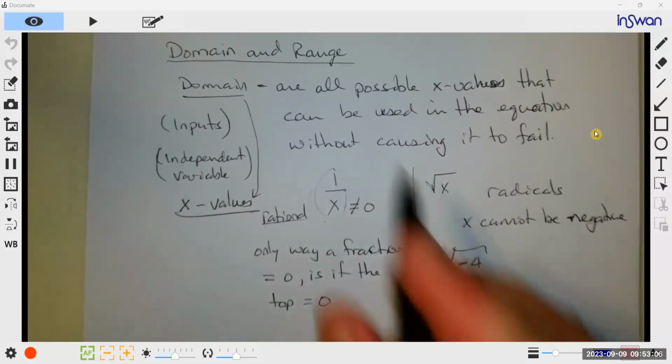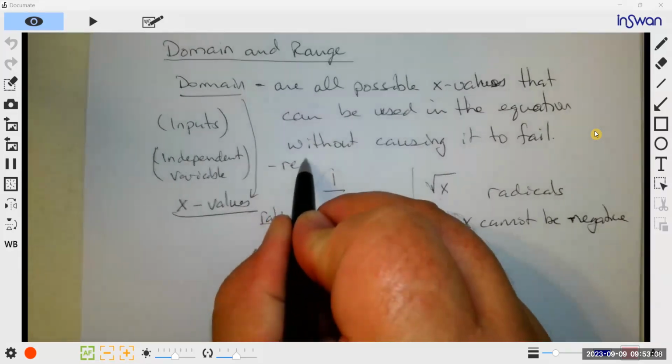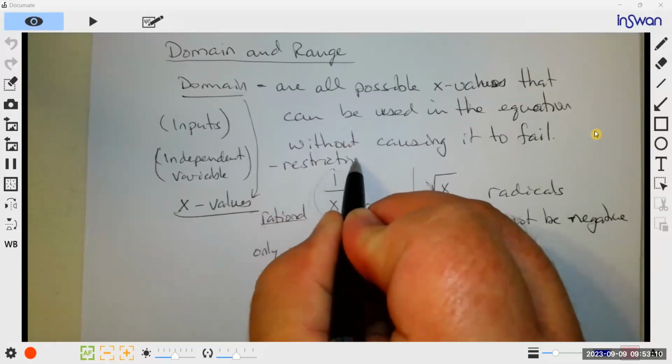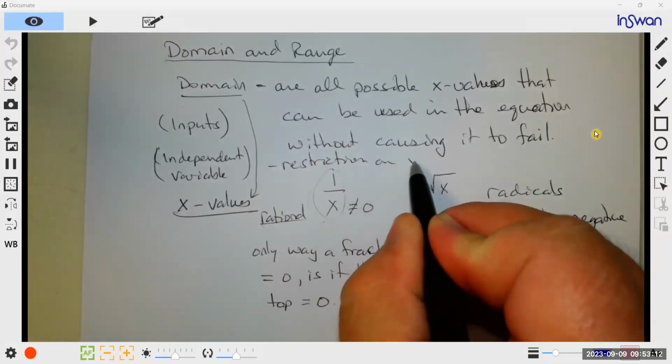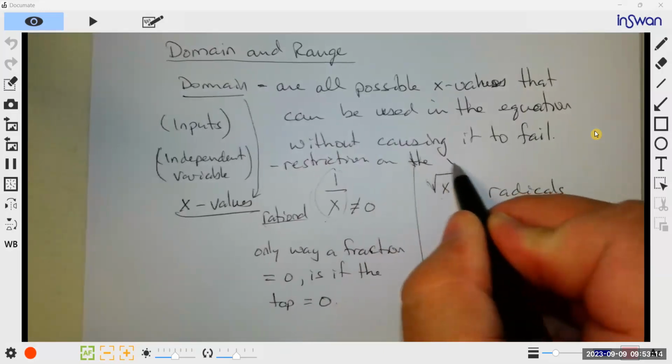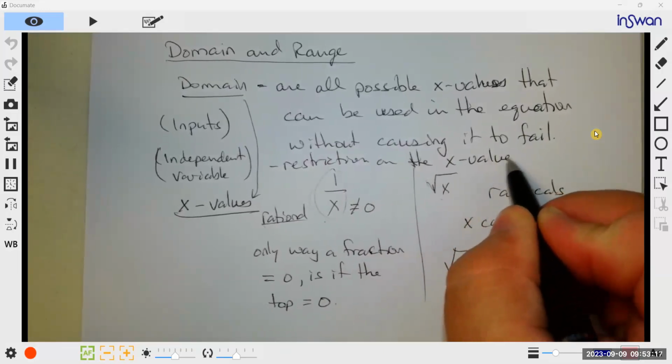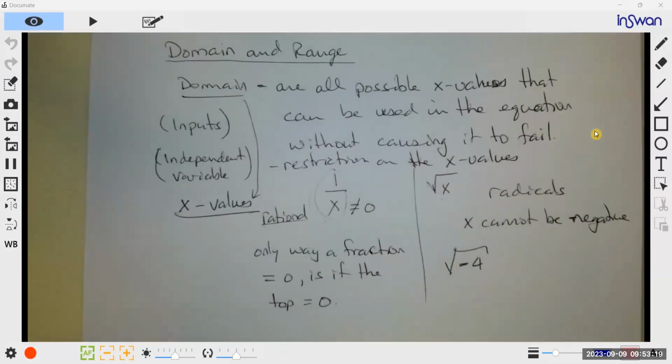So it's what these are looking for: restrictions on the x values. That's what the domain stands for.